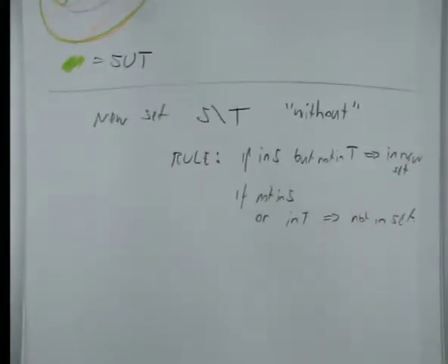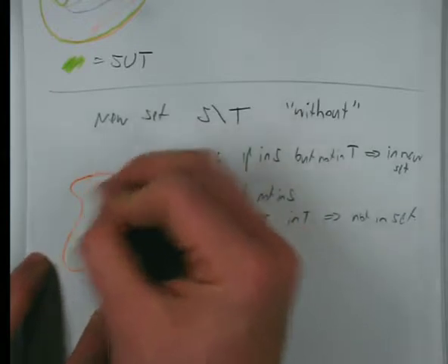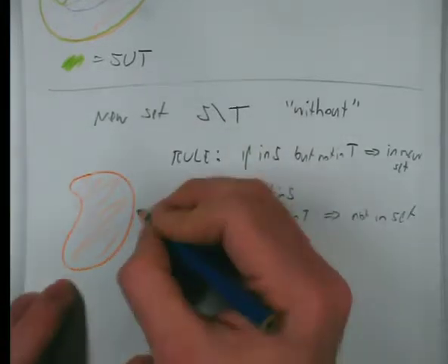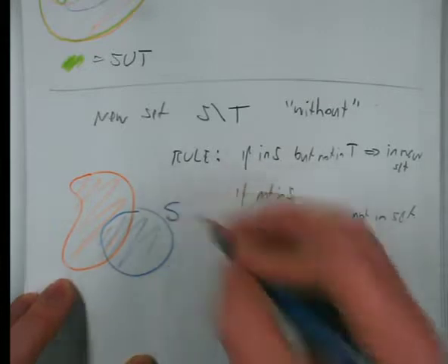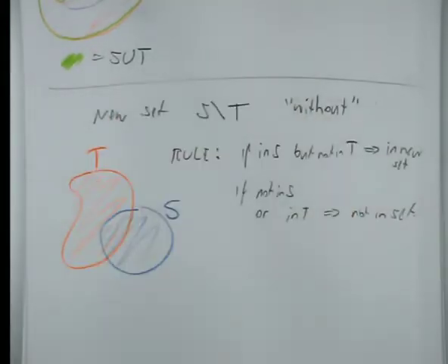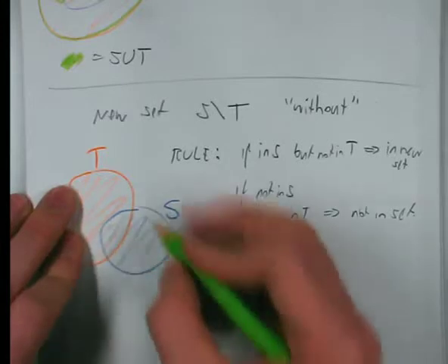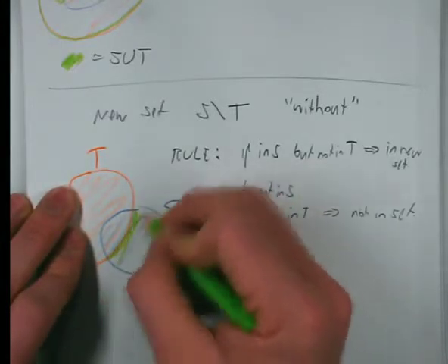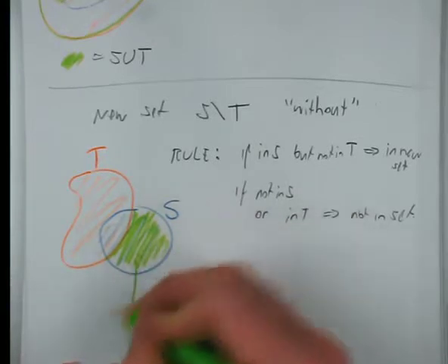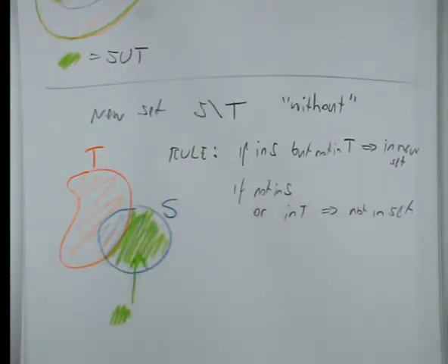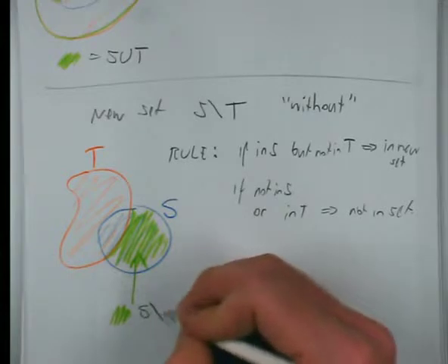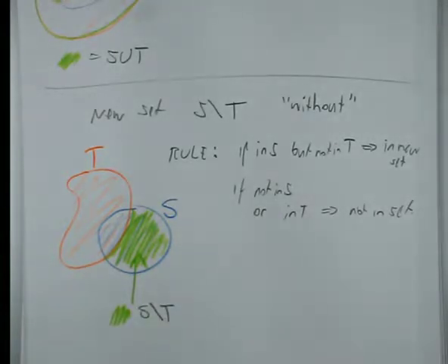So in terms of my pictures, if this one's S and this one's T, then I take S and I chop off the bit that's in T. So that green bit is S without T. Not that we use that in subspaces, but it's good to know because you can use it in calculus. Okay, so there are my 4 ways of making new sets.